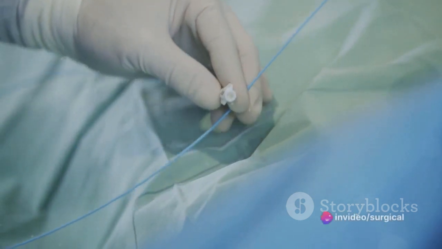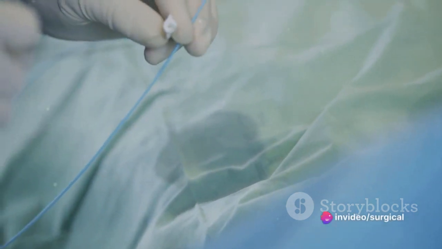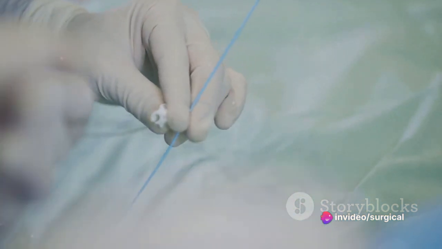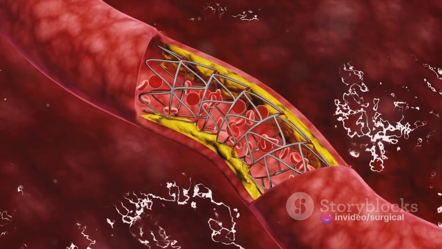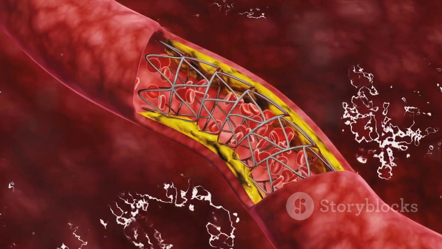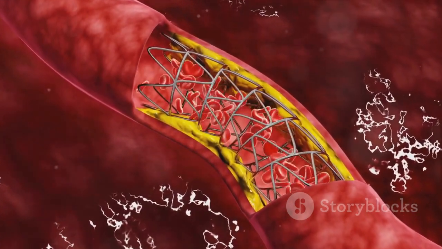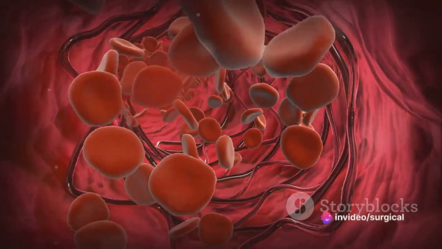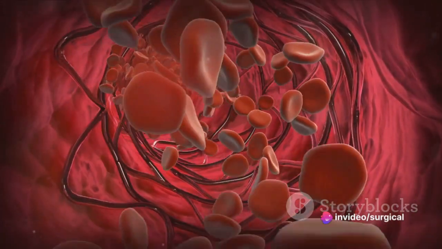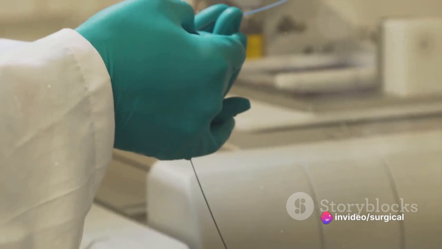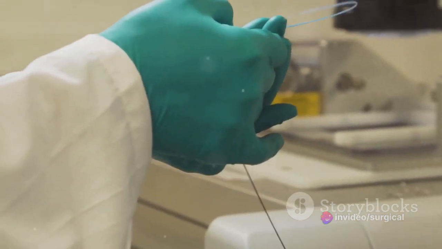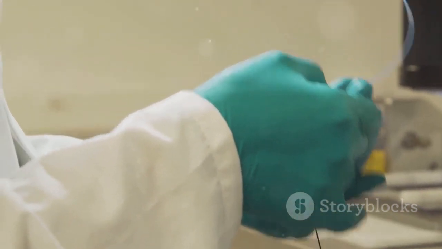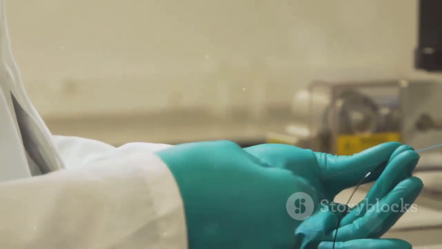The stent, a small mesh tube, is delivered to the narrowed artery via a catheter that's threaded through the patient's blood vessels. Once in place, the stent is expanded, pushing against the artery walls to hold them open. This restores blood flow to the heart muscle. Stents can be made of metal or a combination of metal and a special type of polymer. Some stents even slowly release medication to help prevent the artery from becoming blocked again, a condition known as restenosis.